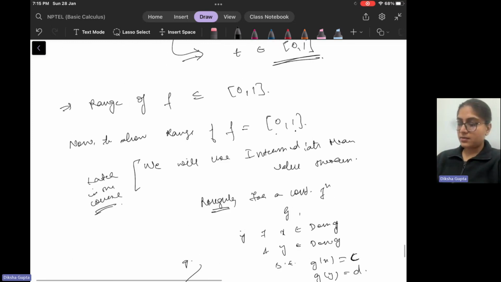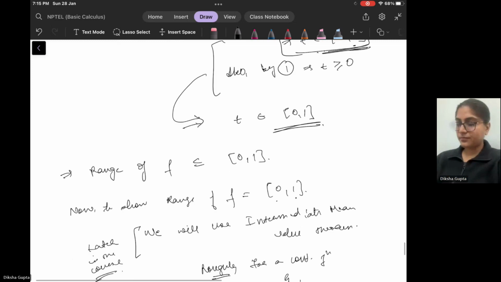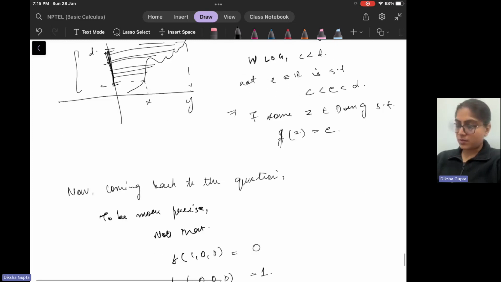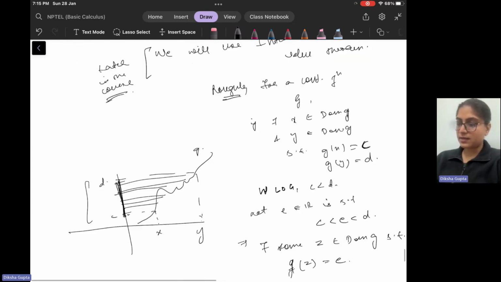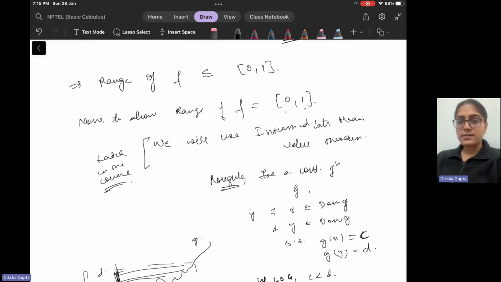If this is not clear, though, no, sorry, to be more precise, we just have shown that the range of f will be in 0 to 1.